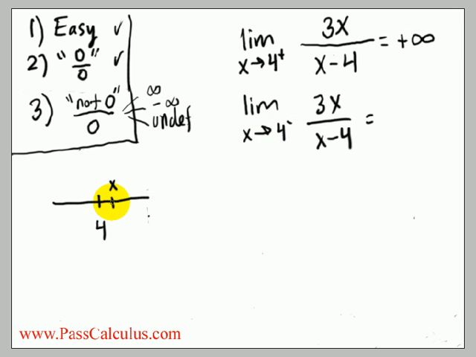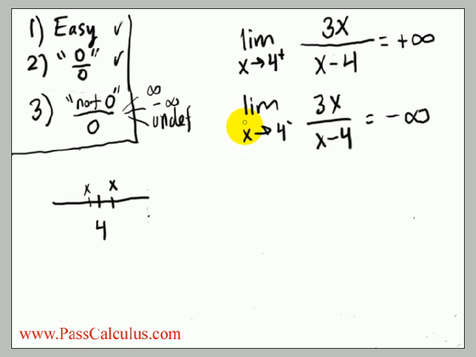What about over here? If I'm approaching 4 from the left-hand side, then x would be something like 3.99. 3.99 minus 4, that's a small negative number, right? So the top is still a number close to 12, 3 times 3.99 or whatever. So the top is close to 12 and the bottom is a small negative number. And 12 divided by a small negative number is a big negative number. So this answer is minus infinity. So that's how you do those kind. Let's keep going.